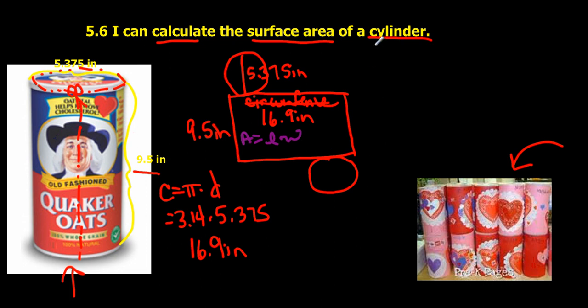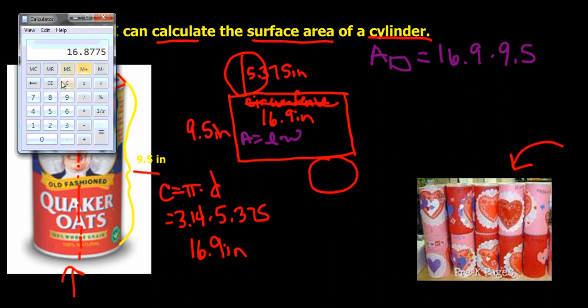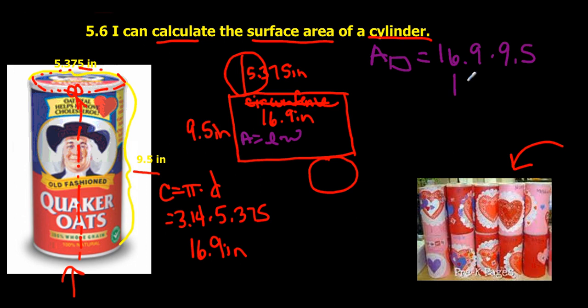So we can go ahead and do that over here. The area of my rectangle is equal to 16.9 times 9.5, and I'll have my first piece here. So I take 16.9 times 9.5 and I get 160.55 inches squared. Okay, so that's the area of this rectangle.